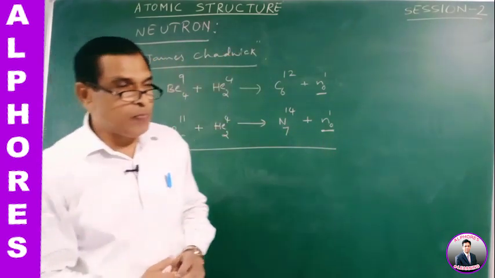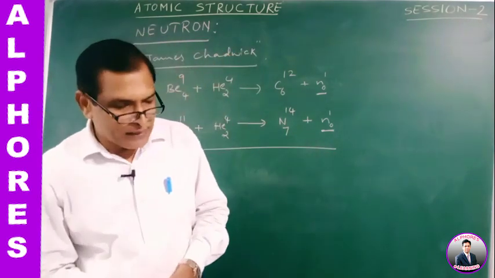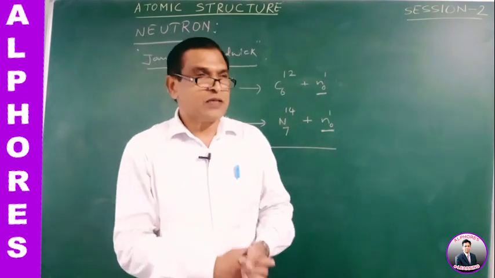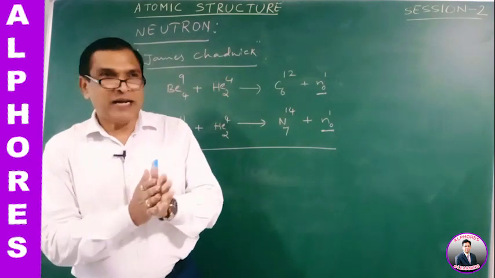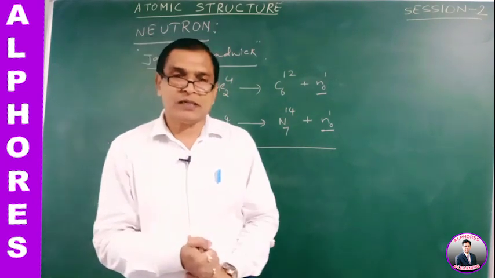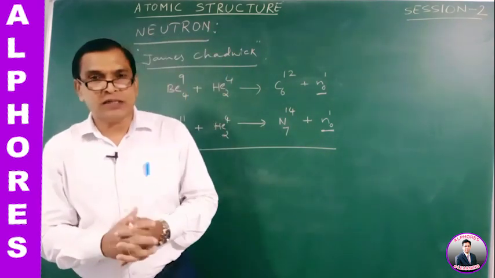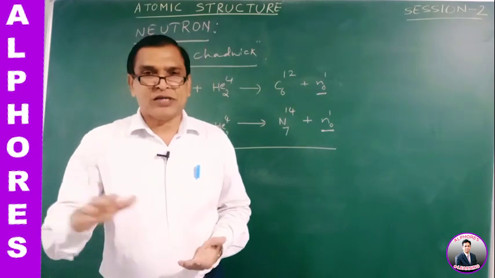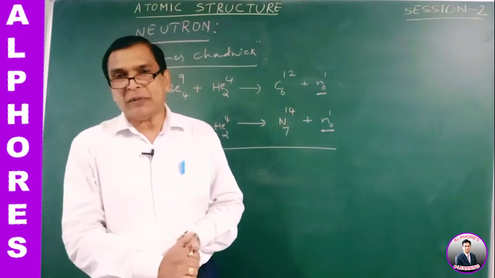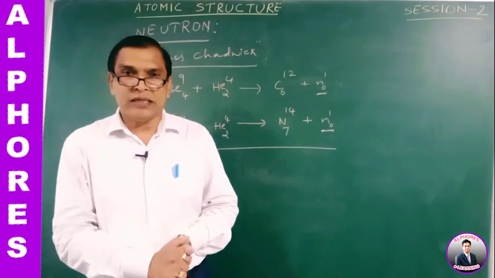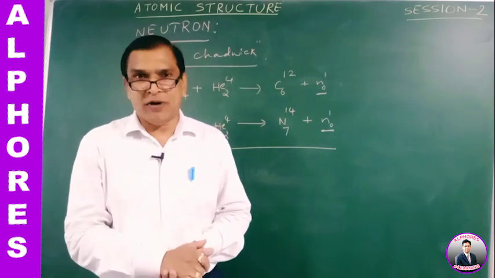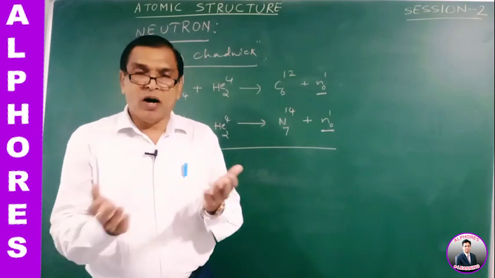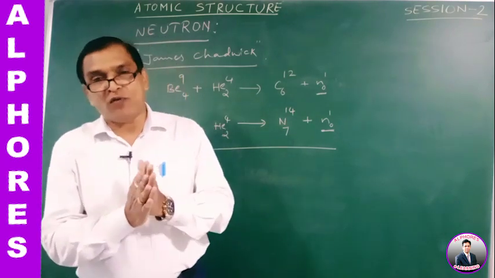Then the atomic models. The atomic model was first explained by J.J. Thomson. According to J.J. Thomson, the atomic model is like the cross section of a watermelon, or it is also called the plum pudding model of the atom.